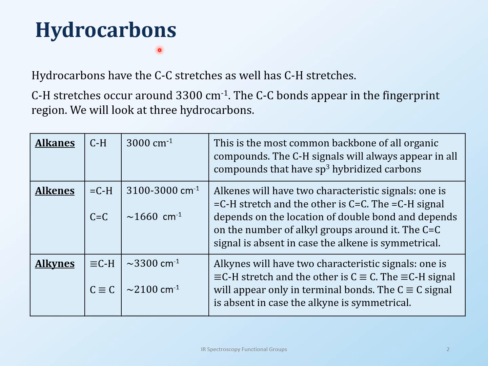First of all, we're going to look at hydrocarbons. In hydrocarbons, you have three different kinds: alkanes, alkenes, alkynes. We also have aromatics, but I'm going to deal with that separately, not right now.